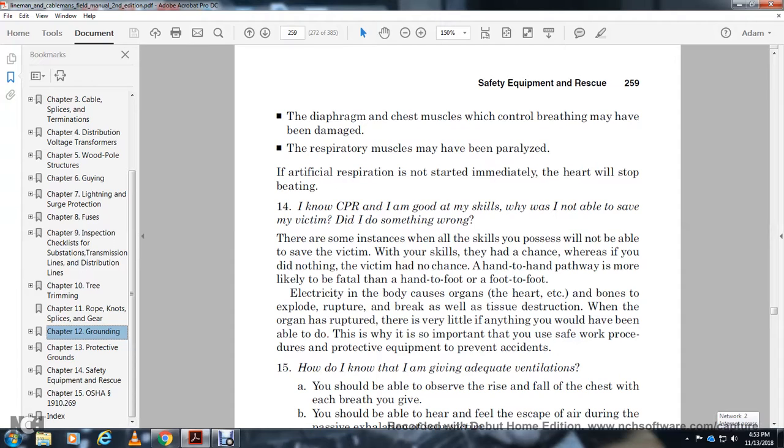The diaphragmatic muscles controlling the breathing have been damaged. Respiratory muscles must have been paralyzed. Artificial respiration must be started immediately, or the heart will stop beating.